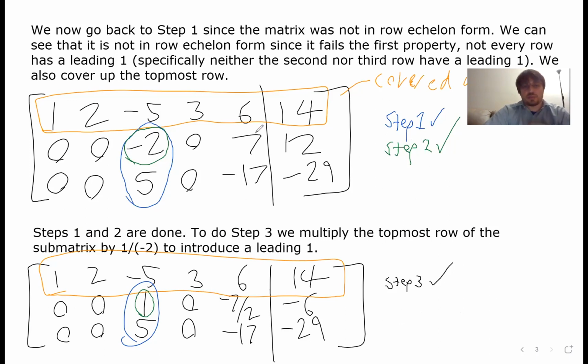Now it's step 4, because we're repeating, right? We want all the entries below this leading 1 here to be 0. And so this 5 is no good because it needs to be 0 and it's not. So we need to add a suitable multiple of this row to this row to make this a 0. So we're going to add -5 times this row to this row to make that a 0. Keep in mind, all the operations I'm doing are elementary row operations. So -5 times this row plus this one. And after we do that, we get the following matrix.